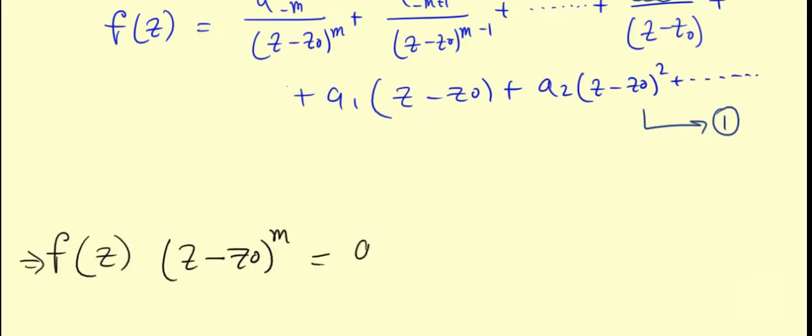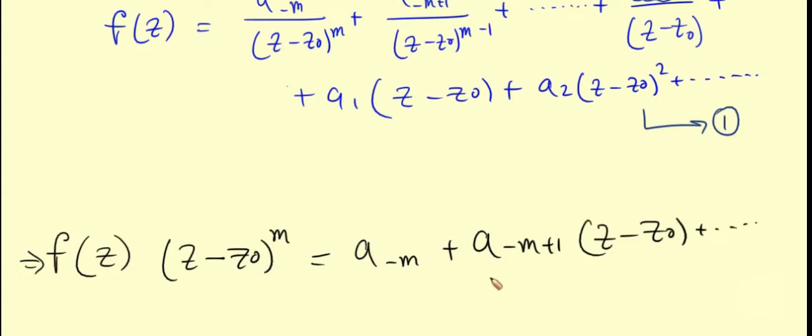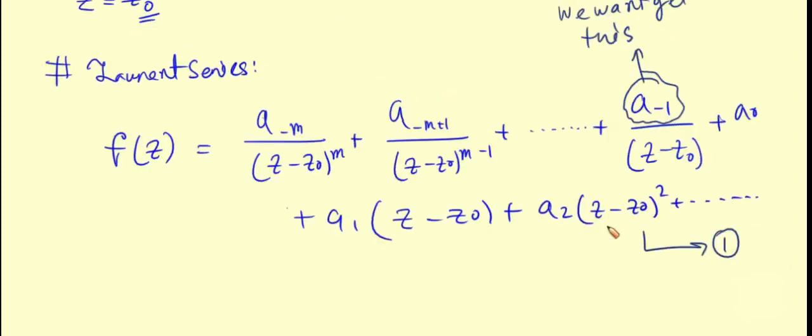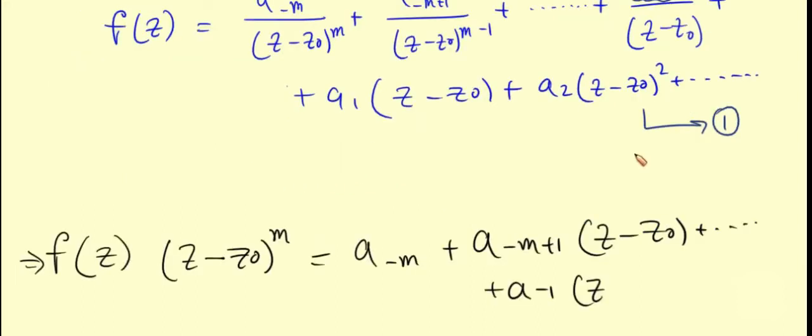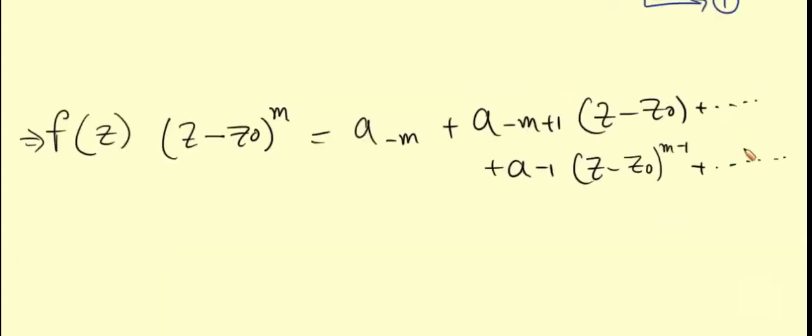and this should give us a minus m plus a minus m plus 1. Obviously these are subscripts, and this will be z minus z naught, dot dot dot, plus a minus 1. And you can see that since there was a z minus z naught in the denominator, and we're multiplying with z minus z naught to the power m, this will simply yield z minus z naught to the power m minus 1, and then you have the Taylor expansion part. I'm not going to write it down explicitly, I'm just giving some dots.